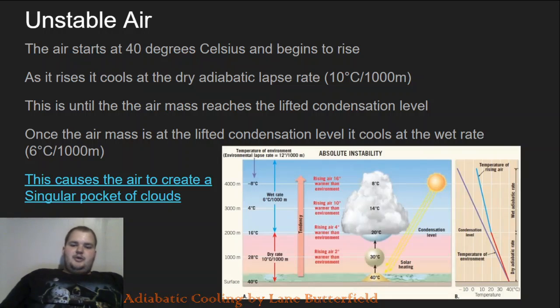It cools at 6 degrees Celsius per 1,000 meters. This will happen all the way up until the air is too cool to continue rising, and these types of clouds are often associated with thunderstorms and rain and have an increased chance of precipitation.